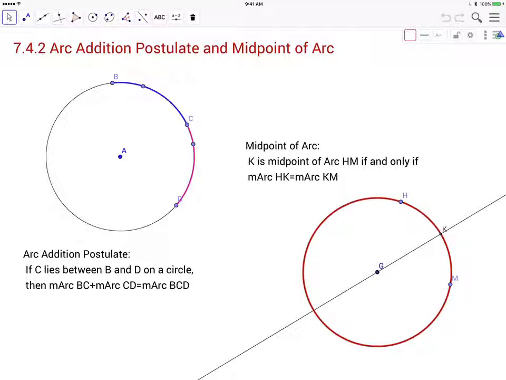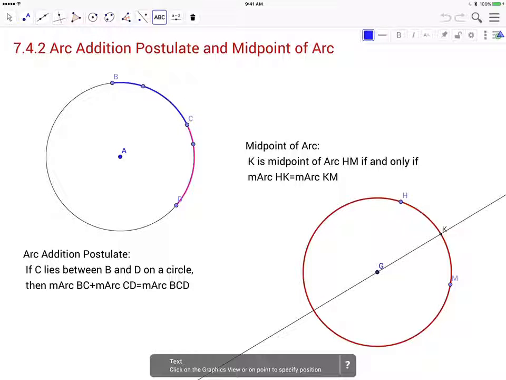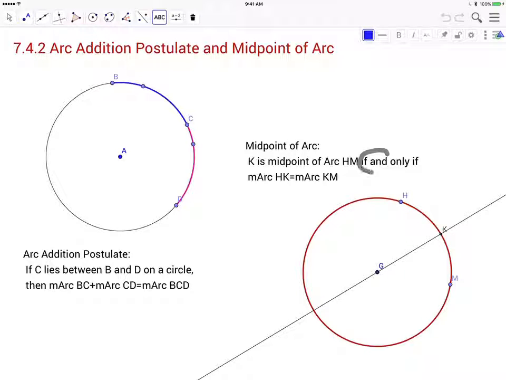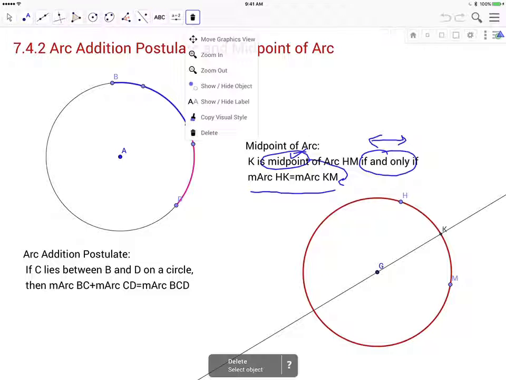And remember that the if and only if piece, which is sometimes confusing to people, simply means that we can go in either direction. We can either say if the measures of the arcs are congruent, then it's a midpoint, or we can say if it's a midpoint, then the arcs are the same. That's what if and only if means.